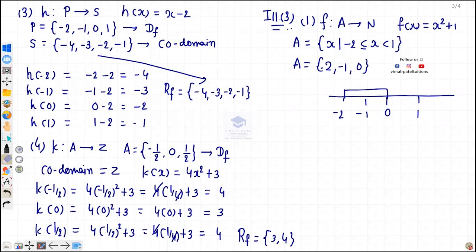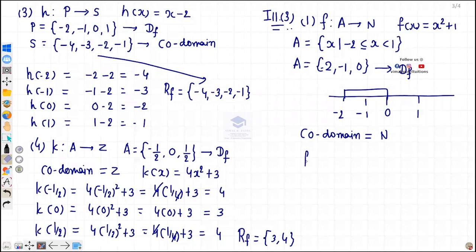This is your a equal to 1. So it is only less than or equal to 1, so 1 will also come, and minus 2 will also come, since equal to is there. Suppose here also equal to, then the values will be only minus 1 and 0, without minus 2. So this is your domain, and this is your codomain.